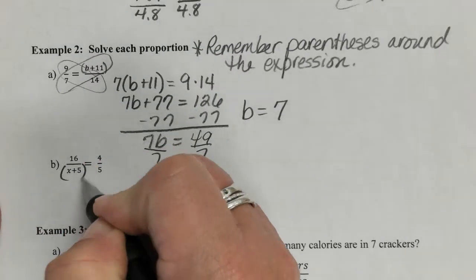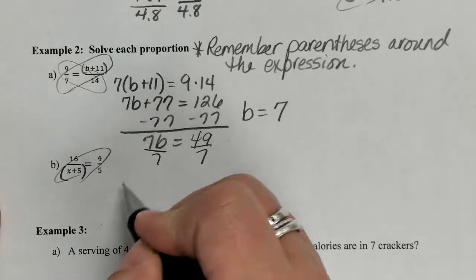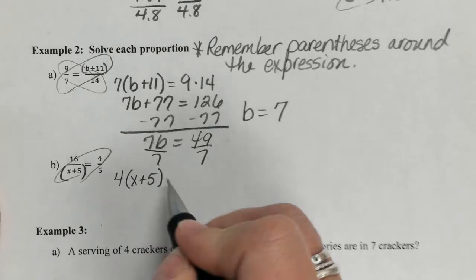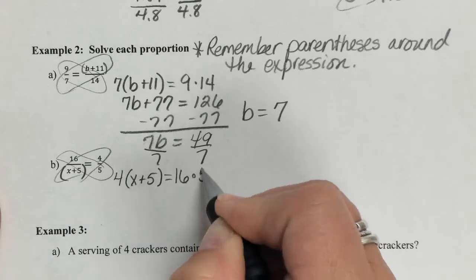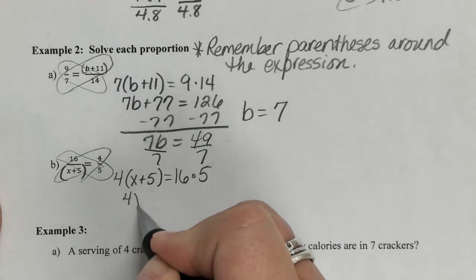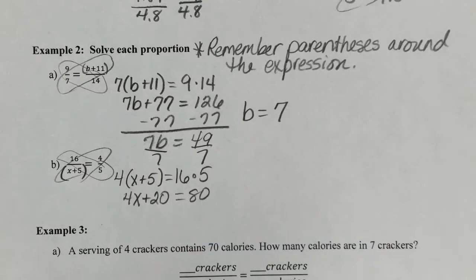All right, let's look at one more with the expression. I'm going to start by putting my x plus 5 in parentheses. When I multiply my 4 times the parentheses, that will remind me to distribute. And then the other side is 16 times 5. So when I distribute, this is going to be 4x plus 20 equals 80. Just a two-step equation now.